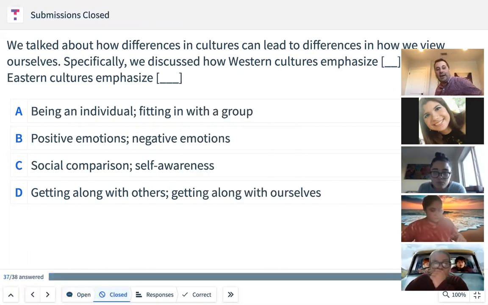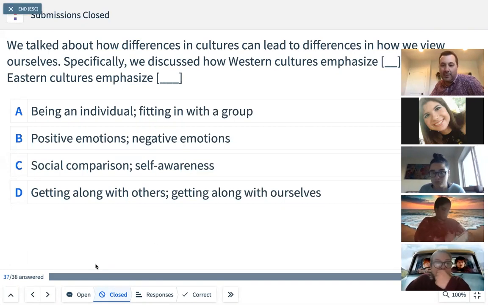Okay, so we talked about how in Western cultures, we tend to emphasize being an individual and standing out from the crowd, whereas in Eastern cultures, they tend to emphasize how you should function within the context of a group and how to interact with others. They define themselves in terms of their relationships with others, and they emphasize fitting in with the group. And so that is why A is the correct answer.